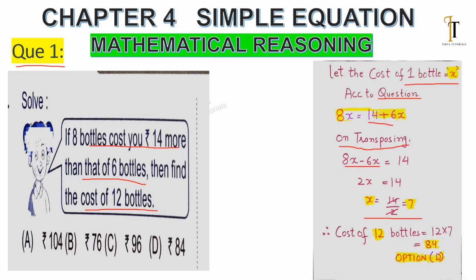Now we know the cost of one bottle is 7 rupees. We need to find the cost of 12 bottles, so we can find it by multiplication. So 12 into 7 is 84. Now check in the options, that is option D.